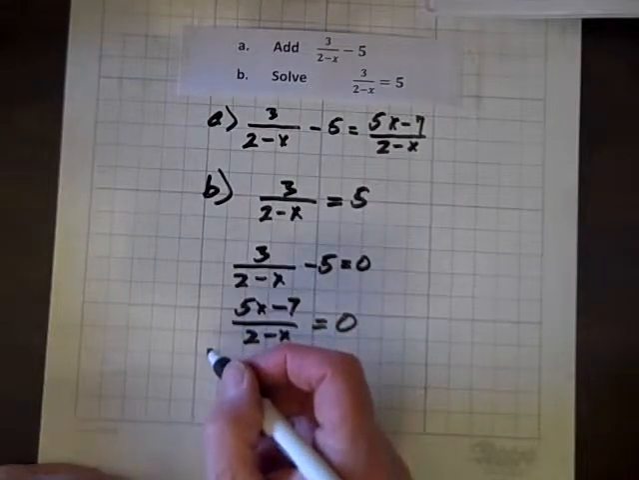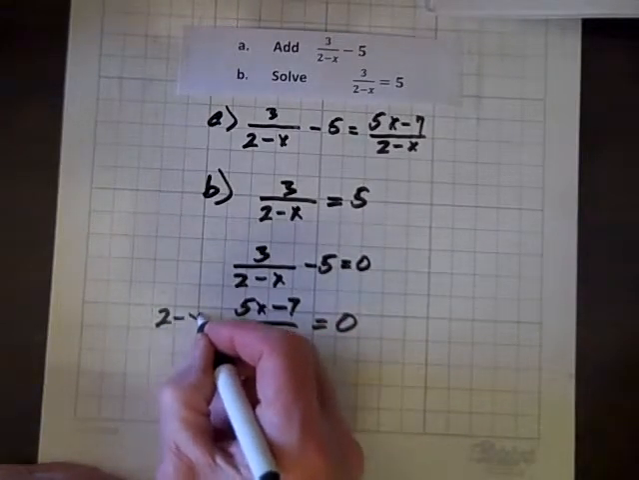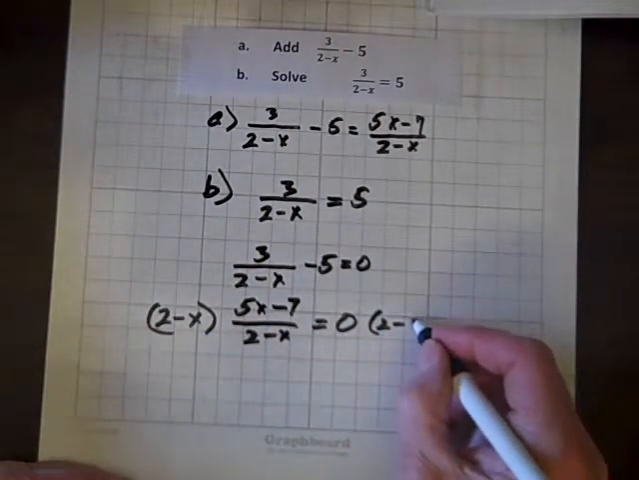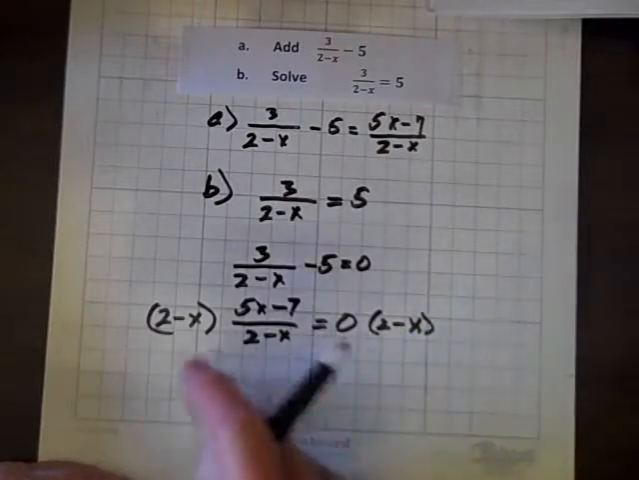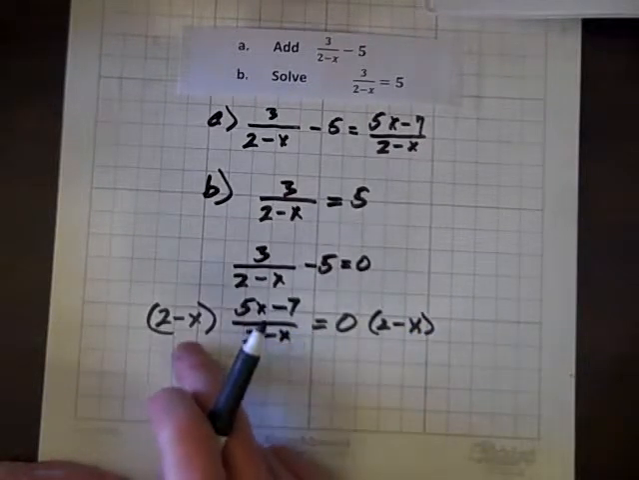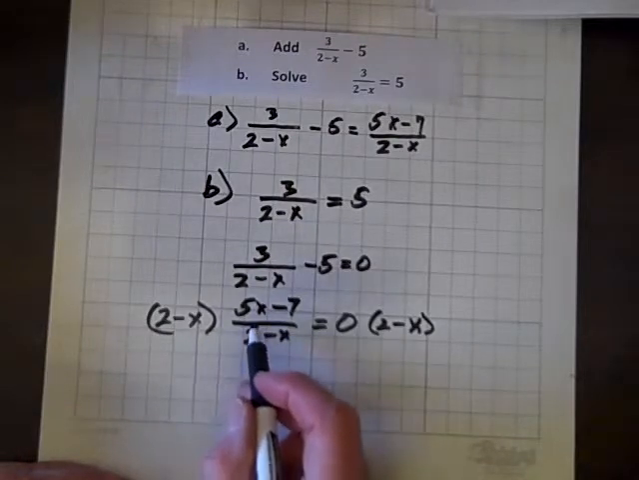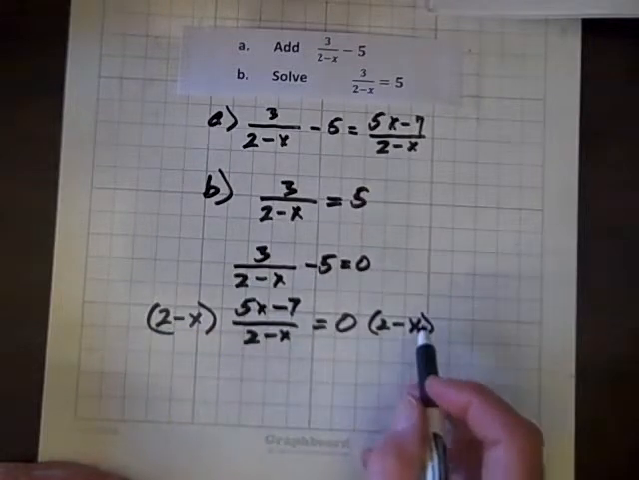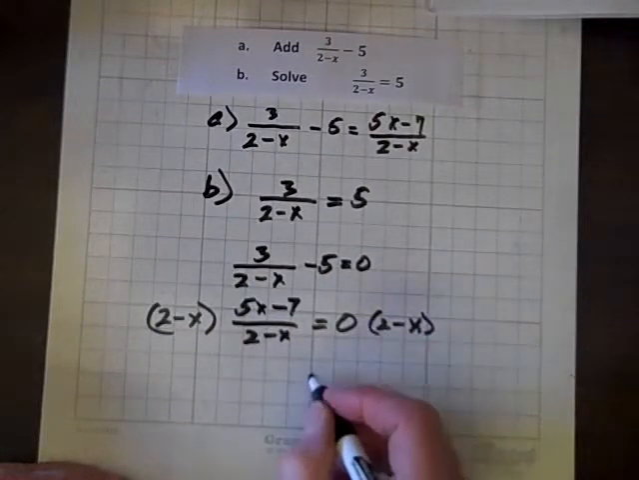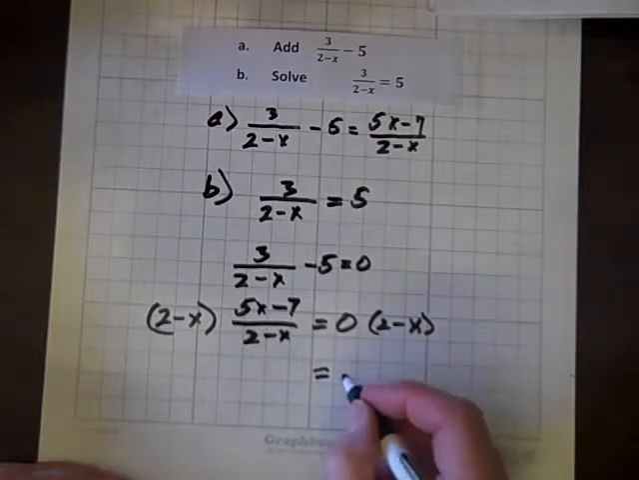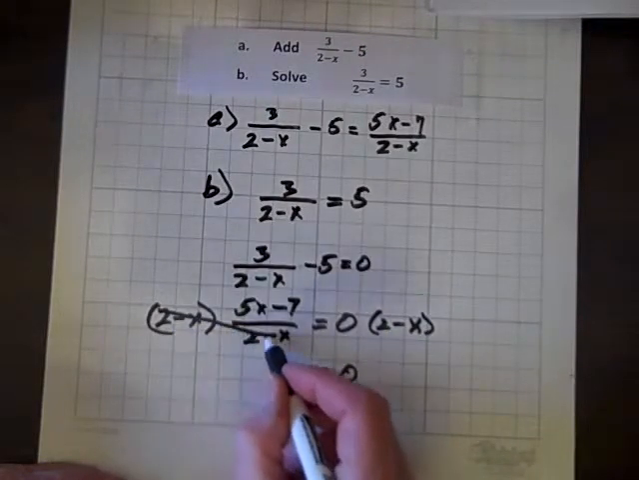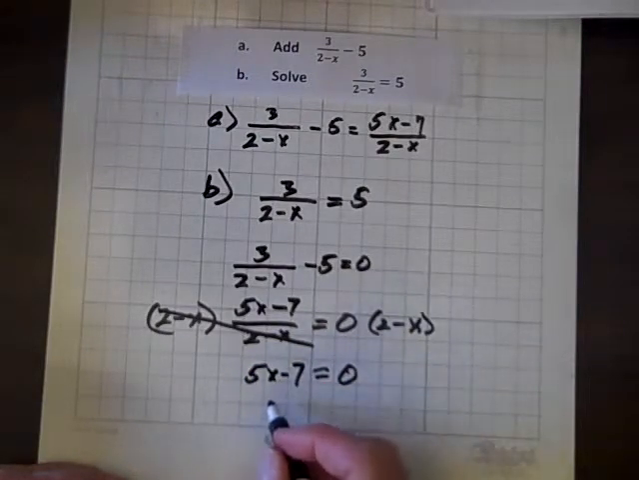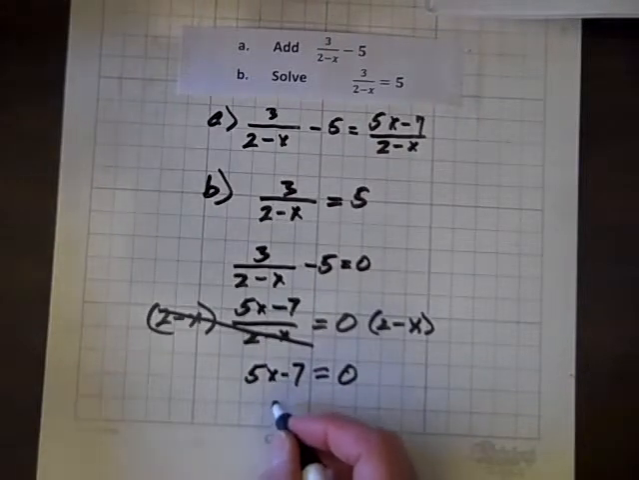Now we'll multiply both sides by 2 minus x. Now make sure you put parentheses around that 2 minus x. Otherwise, without those parentheses, you'd just be multiplying this fraction by negative x, and the 2 would have nothing to do with it. So parentheses, very important. And 0 times this thing is 0, and the 2 minus x's divide out, and we have 5x minus 7 equals 0, and we just solved that.